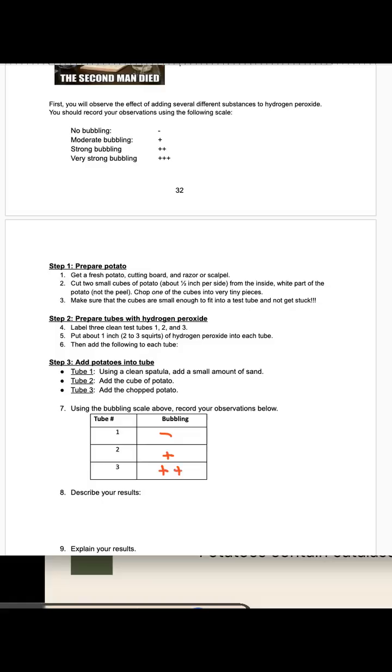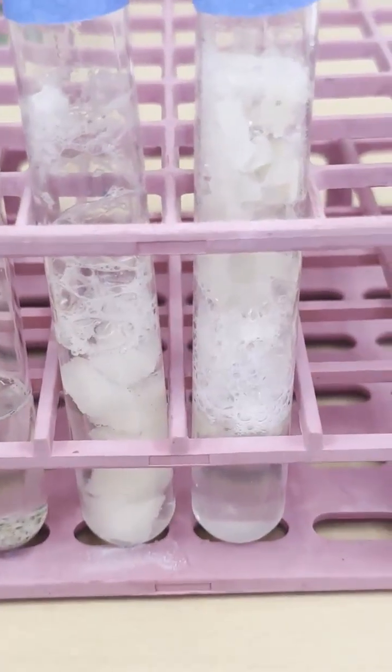And so now I've let the reaction occur for roughly 5 minutes, and I'm going to show you what the tubes look like after 5 minutes. There's no reaction. There's still no reaction.